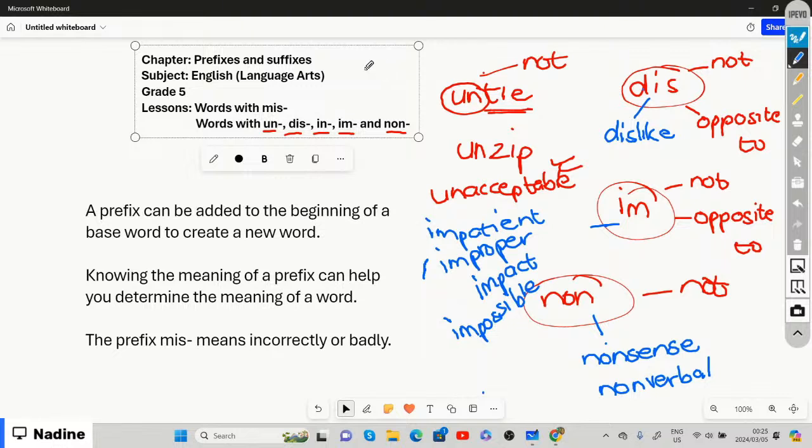All right. So knowing the meaning of the prefix can help you determine the meaning of the word. Meaning that if you know the meaning of the prefixes an, dis, im, non, miss, then you already know the meaning of a specific word. So whichever base word the prefix is attached to, you will be able to know, okay, this is now going to be the opposite of that. Right?